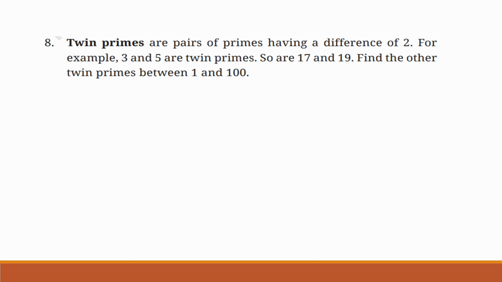Twin primes. Twin primes are pairs of primes having a difference of 2. So, twin primes are pairs of prime numbers that differ by 2. For example, 3 and 5 are twin primes because 5 minus 3 is 2. Then, so are 17 and 19. What is the difference? 19 minus 17 is 2. So, twin primes are pairs of primes having a difference of 2. Find the other twin primes between 1 and 100.